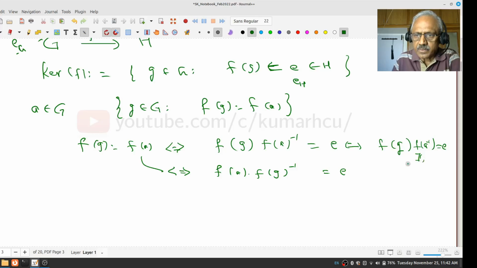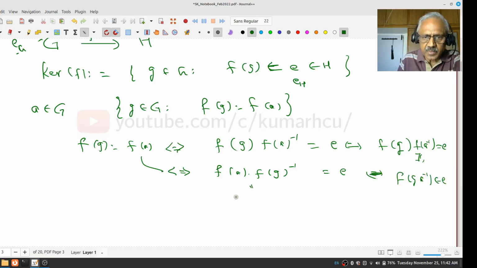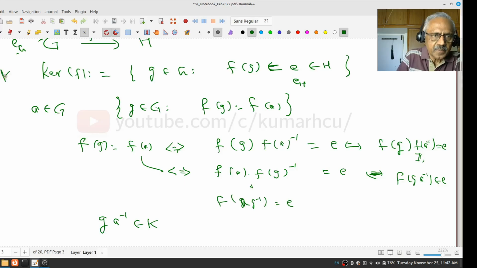That is, if and only if f of g a inverse is the identity, and similarly f of a g inverse is the identity. That means g a inverse must be in the kernel. Let K be the kernel. And similarly a g inverse is in the kernel.